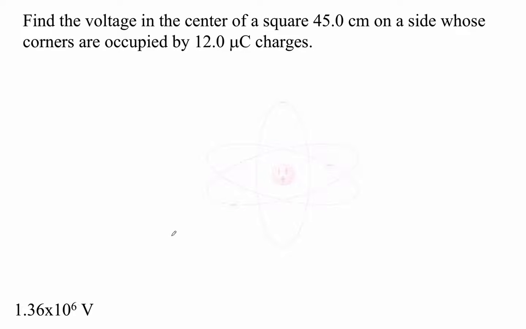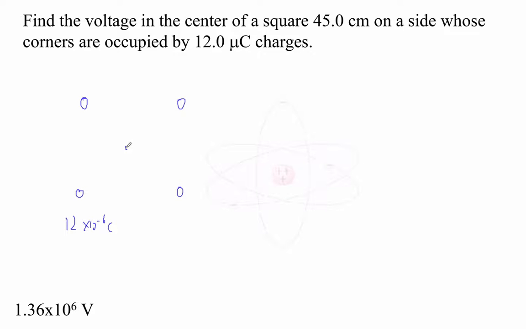All right, so find the voltage in the center of a square 45 centimeters on a side whose corners are occupied by 12. This is like a textbook type problem, right? So you got a charge here and a charge here and a charge here and a charge here. And all of those are 12 times 10 to the minus 6th coulombs, right?